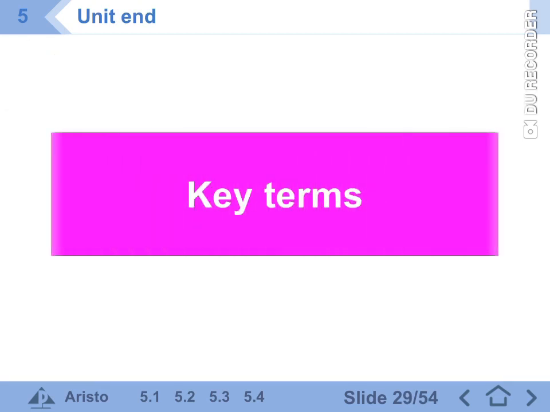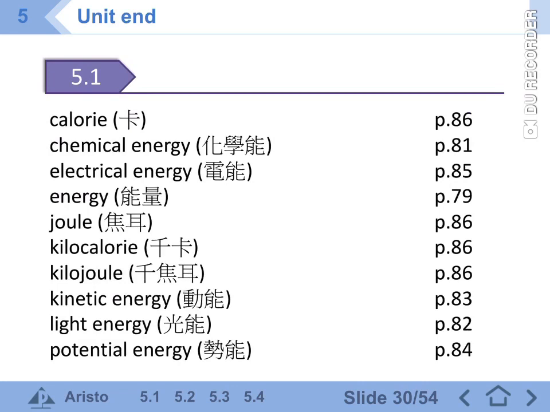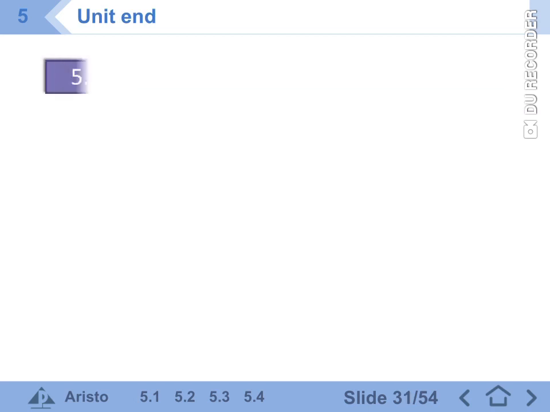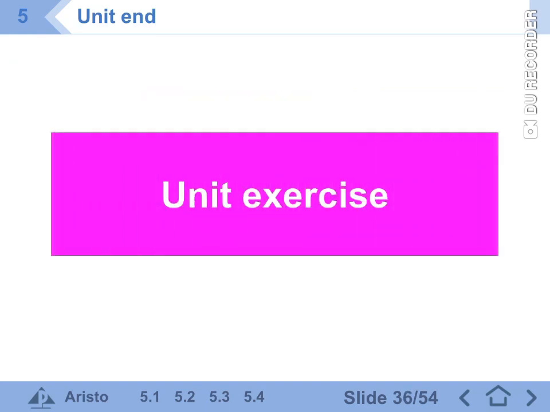Now, the key terms you should be aware of, okay? It's not too exciting, but you should know these words by now. We spent the last two to three weeks talking about these terms, so I'm not going to spend too much time on it. And we'll go to the unit exercise.